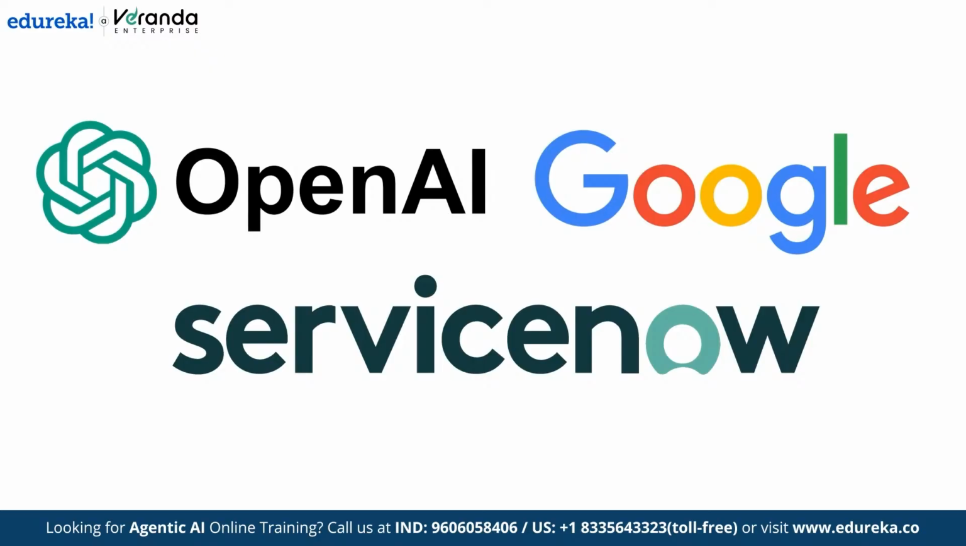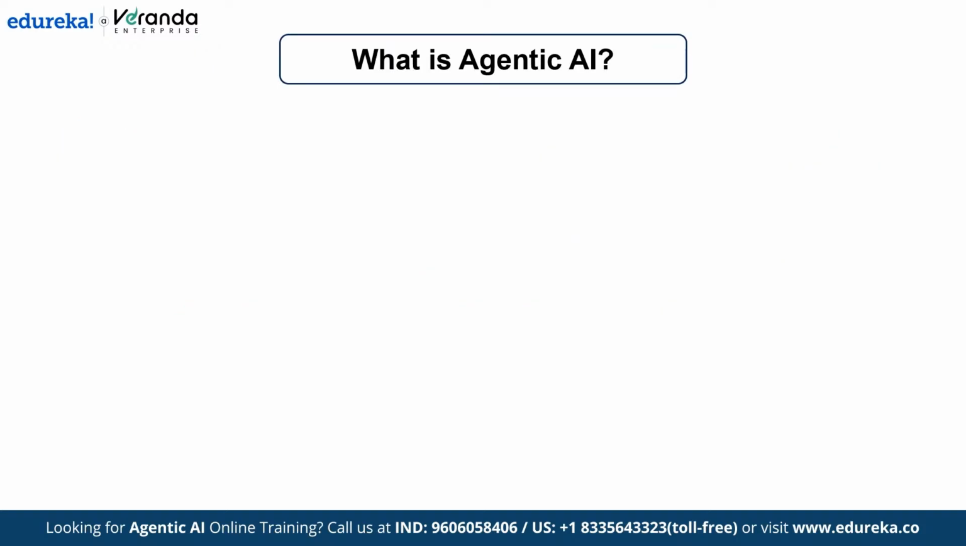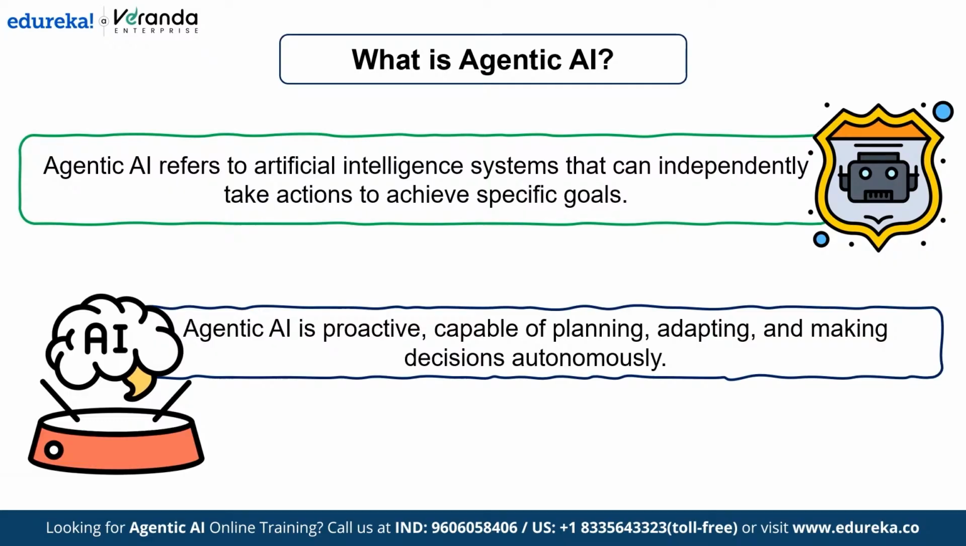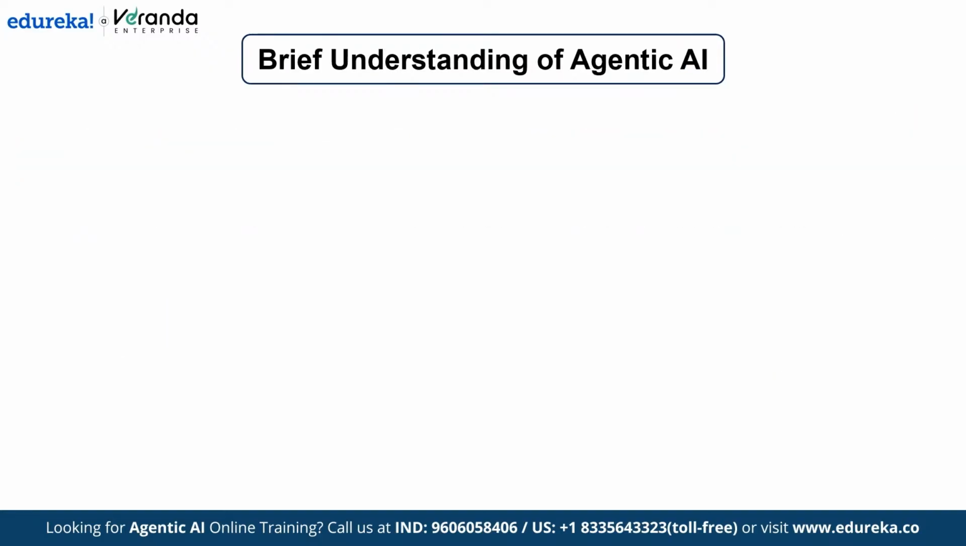So let's break down what Agentic AI is and why it's becoming a game changer in the world of artificial intelligence. So let's start with our first topic, what is Agentic AI? Agentic AI denotes artificial intelligence systems capable of autonomously executing actions to attain designated objectives. Unlike reactive AI, which only responds to the inputs, Agentic AI is proactive, capable of planning, adapting, and making decisions autonomously. So let's explore deep into Agentic AI and see its capabilities.